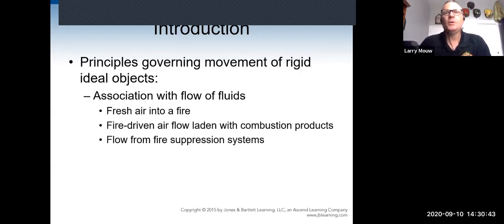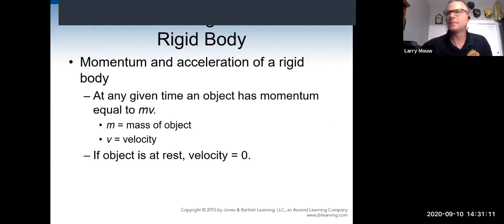Principles governing the movement of rigid ideal objects, so association with flow of fluids, fresh air into a fire. This is going to give the fire the oxygen that it needs to cause that combustion process to continue. Fire-driven airflow laden with combustion products is going to drive the fire into different areas, and flow from fire suppression systems, meaning such as water or fire retardant materials, is going to affect how that fire behaves as well.